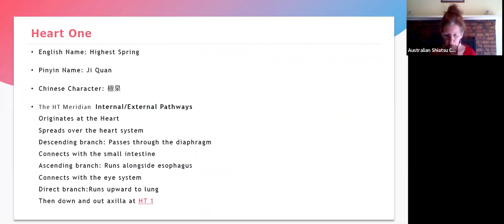So if we think about our heart sitting in our chest, just slightly left to the lateral side of the thoracic cavity, then initially the main branch descends down through the diaphragm and descends into the small intestine. So that's why immediately we've got this relationship from the heart into the small intestine and circulates around the small intestine. Another branch, the ascending branch, comes up through the esophagus and into the eyes.